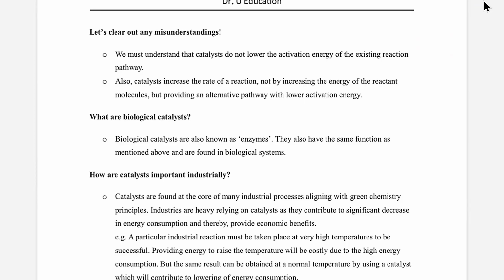Also, catalysts increase the rate of reaction, not by increasing the energy of the reactant molecules, but by providing an alternative pathway. Some people think that when a catalyst is provided, energy goes up. Energy wouldn't go up. You know about enzymes. It's a natural biological catalyst, right? So that's fine.